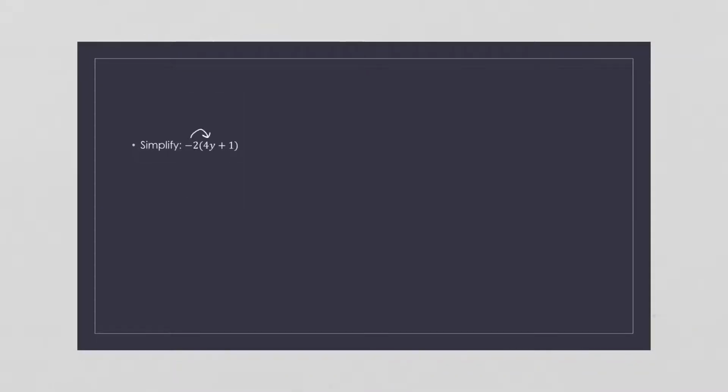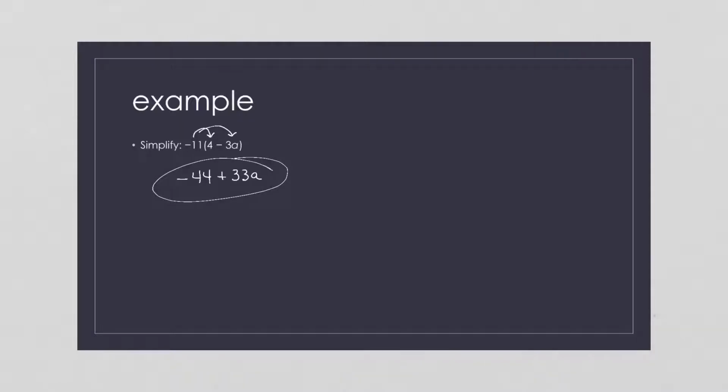Okay, I'm going to multiply -2 times each of these. -2 times 4y is -8y. -2 times 1 is -2. Alright, so I'm going to multiply each of these times -11. -11 times 4 is -44. -11 times -3a is a positive 33a. And remember, you can't combine those. Those aren't like terms. So this right here is as good as it gets.